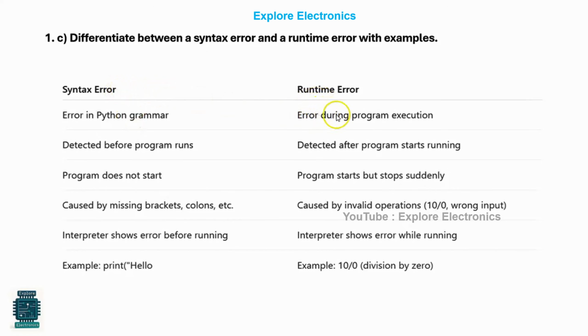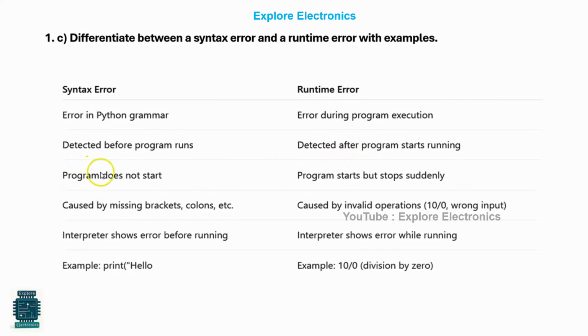Runtime error means error during the program execution. Here you can see runtime error. While running the program, if you get the error, that is a runtime error. Error during program execution. Clear? Detected before the program runs, that is a syntax error. And a runtime error is detected after the program starts running. When the program starts running, it detects the errors.